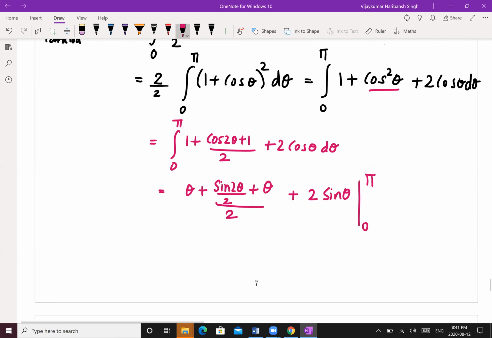Now note that none of the sine terms will survive. This will not survive because sine 0 is 0 and sine pi is 0. Similarly, this will also become 0. So what will survive is theta plus theta by 2, which is 3 theta by 2. So 3 pi over 2. So this will be your area. So the area is 3 pi over 2.